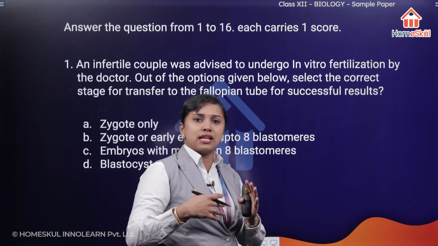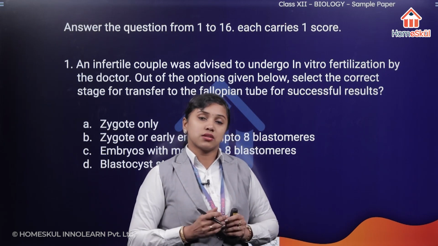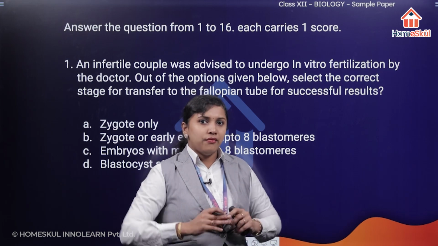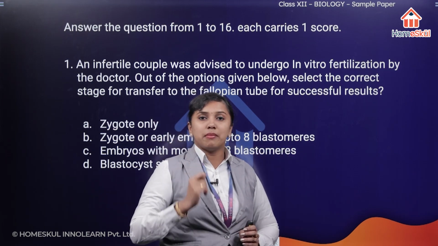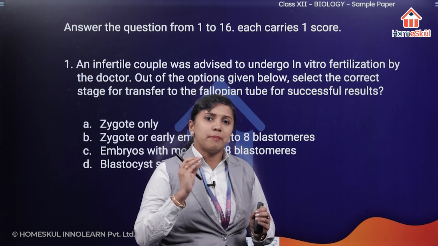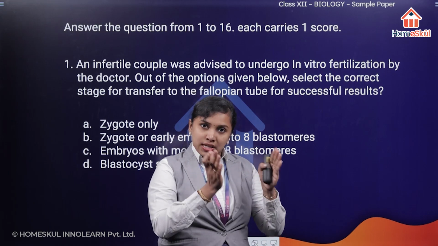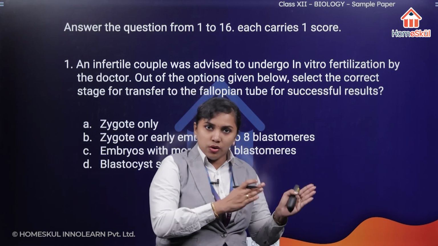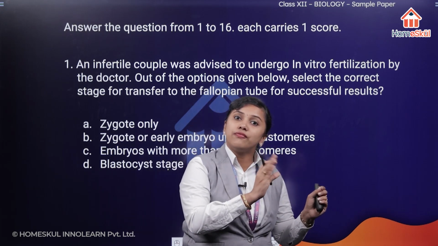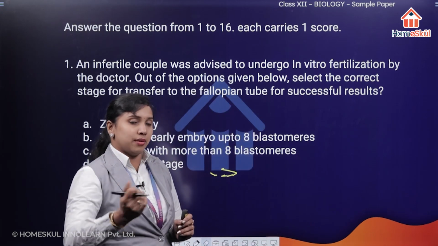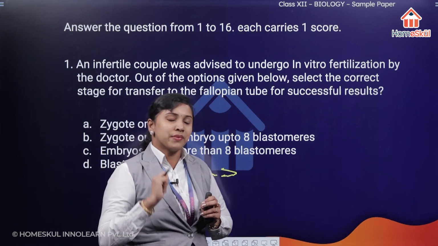After that, it gets converted into a blastocyst, where a rearrangement of cells takes place. The outer layer is known as the trophoblast and the inner cell mass is there, and that blastocyst gets implanted into the uterus. So, any stage from the zygote till the 8-cell stage has to be transferred to the fallopian tube. Then the late, advanced embryos have to be transported into the uterus.